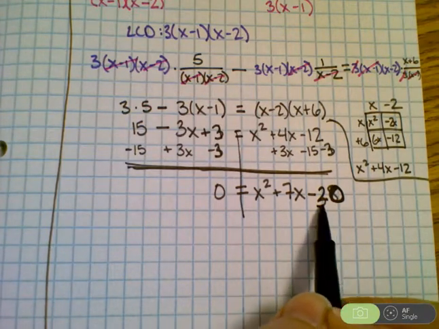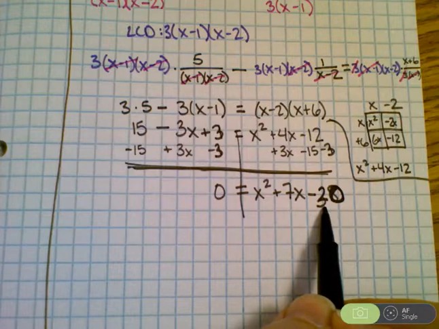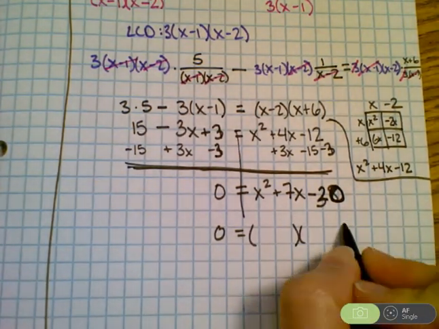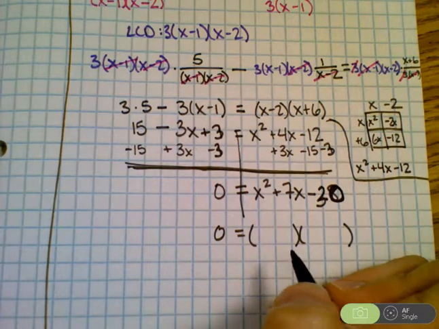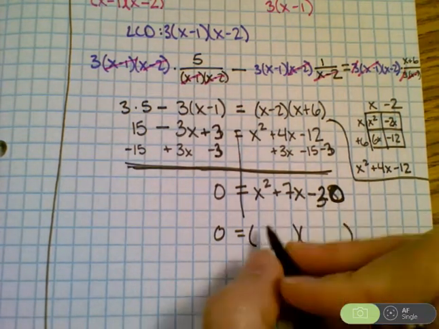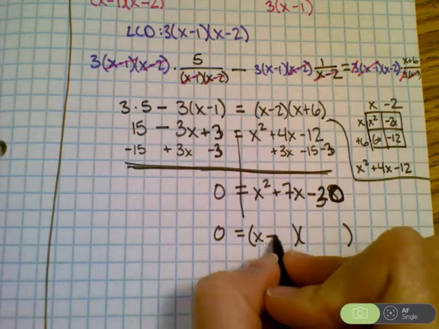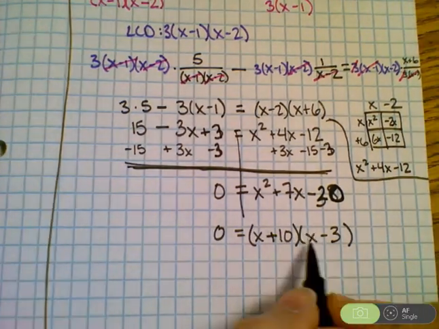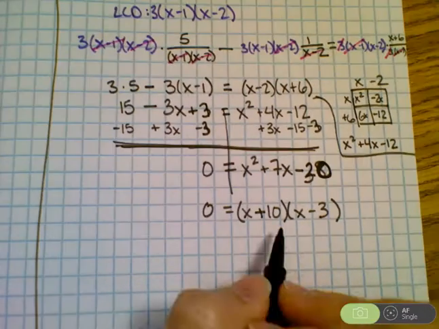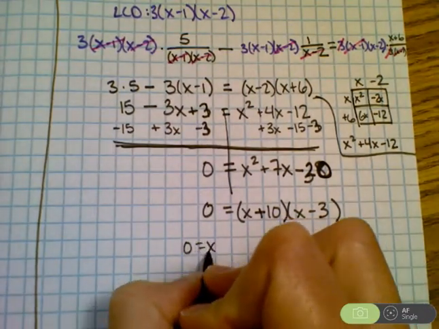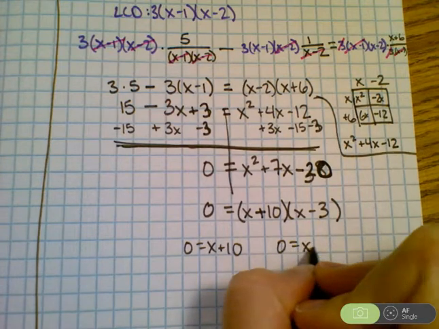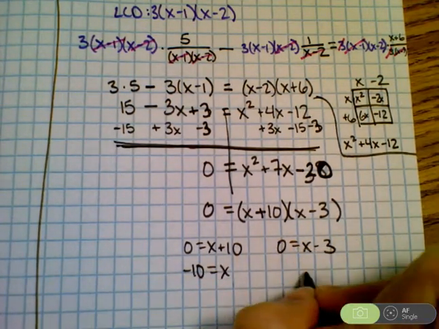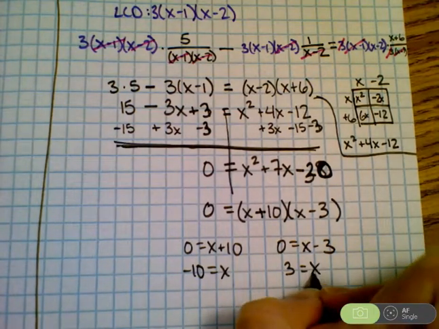At this point, you might think about using the quadratic formula, or you might look at this and say to yourself, do I know two things that multiply to negative 30 and add to 7? And when I think about that, I think of 10 and 3. So if I want that to be a positive 7 and a negative 30, I'm going to make it x plus 10 and x minus 3. This is a lot quicker to solve than a quadratic, because I know 0 is either x plus 10 or 0 is x minus 3. Well, that one gives me negative 10 for x. That one gives me 3 for x.